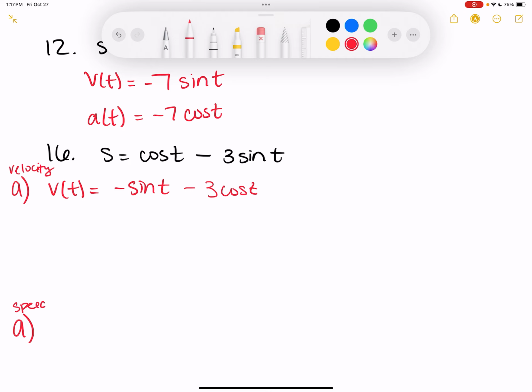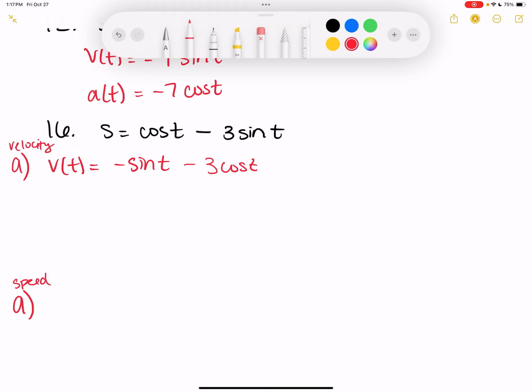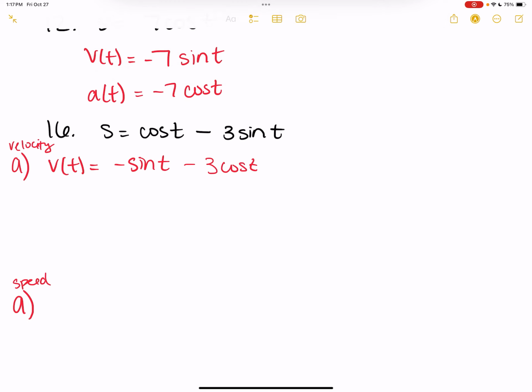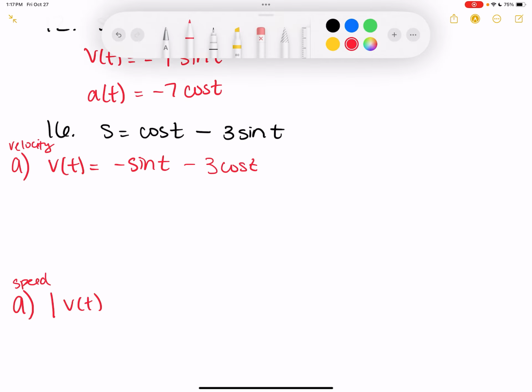Speed. How do I find speed? Speed doesn't have direction, which means it can't be negative. It has to be, Christian, what is it? Positive. Yes. Gotta be positive. How do I get that, Christian? There we go. So the absolute value of that function, or well, I'll just say the absolute value of negative sine of t minus 3 cosine of t.